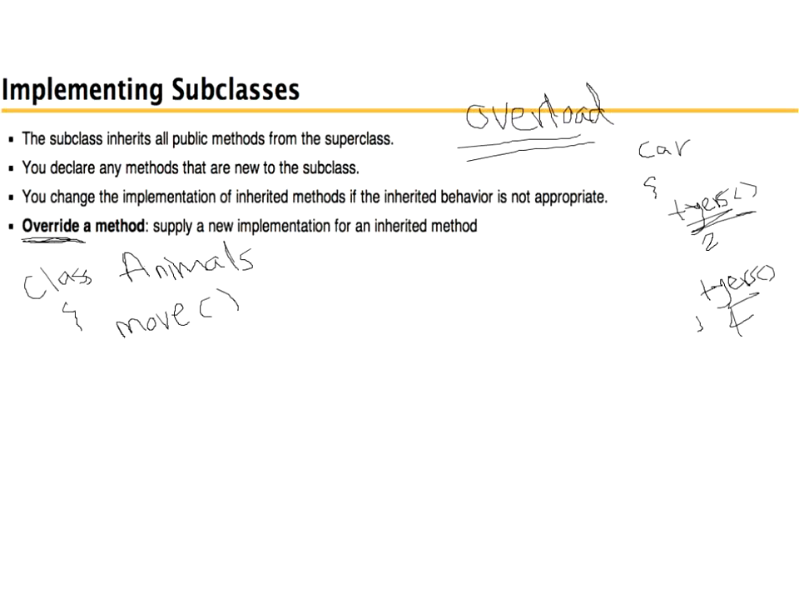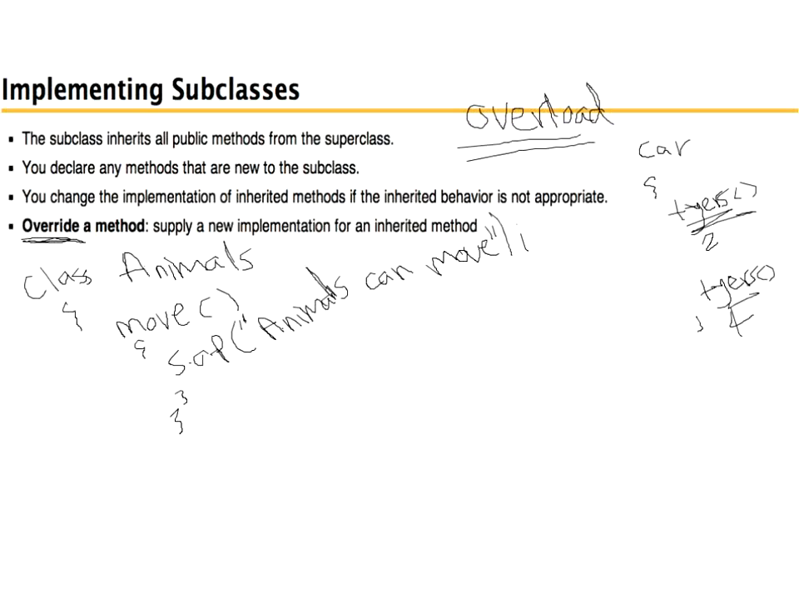And then we write system.out.println, and we put animals can move. So I want to print a simple statement where it says animals can move. Okay, we finished the class.